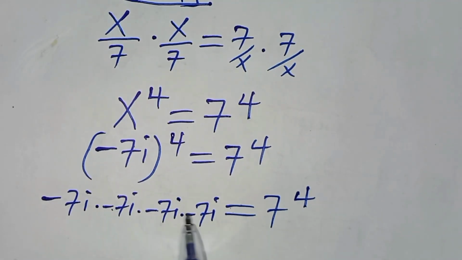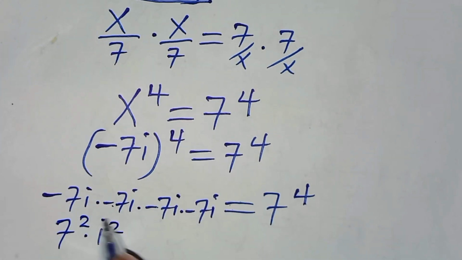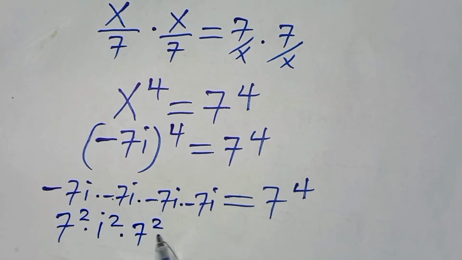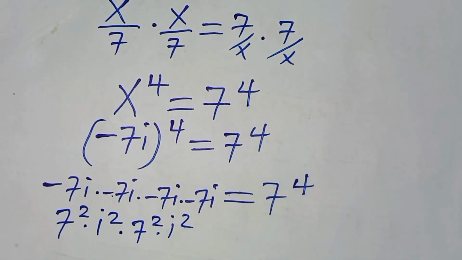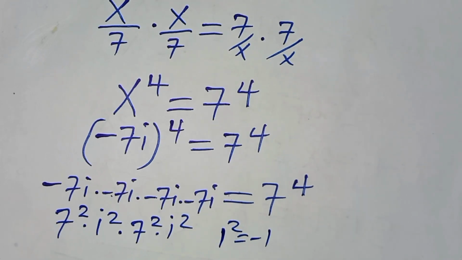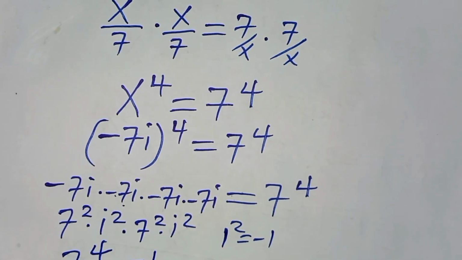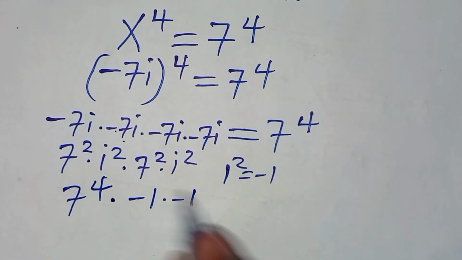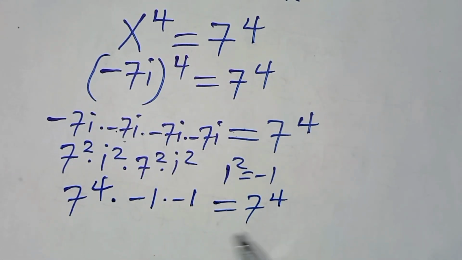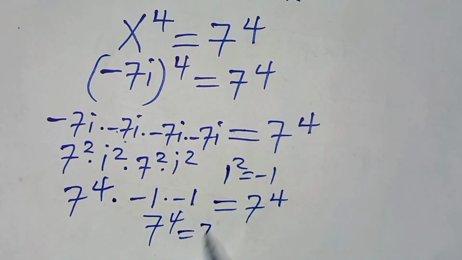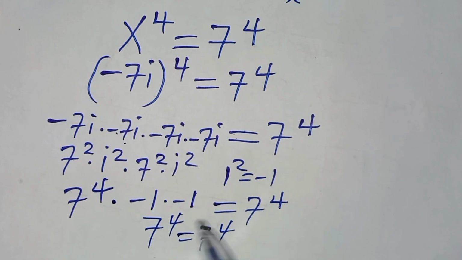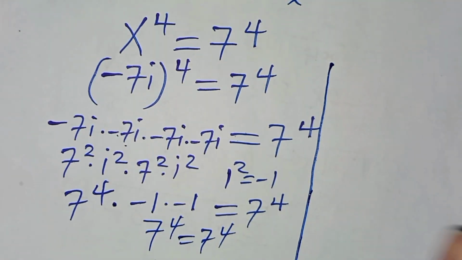Negative times negative times negative times negative becomes positive, and we have 7 times 7 times 7 times 7, which is the same thing as 7 squared times i squared times 7 squared times i squared. And i squared is equal to minus 1. So this is 7 squared times 7 squared, which is 7 to power 4, times negative 1 times negative 1, which is positive. So this is equal to 7 to power 4. Therefore, 7 to power 4 is equal to 7 to power 4, and that implies that x1 satisfies the equation.